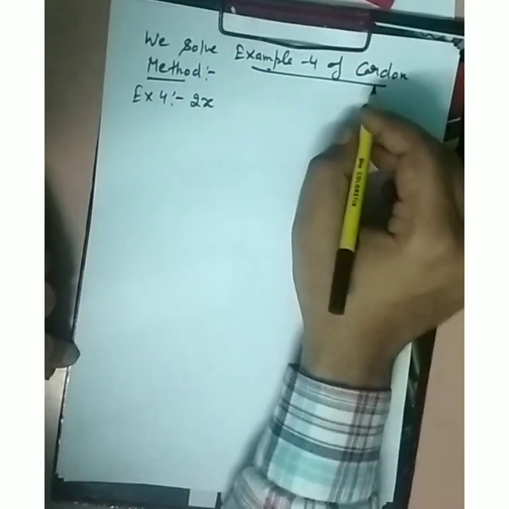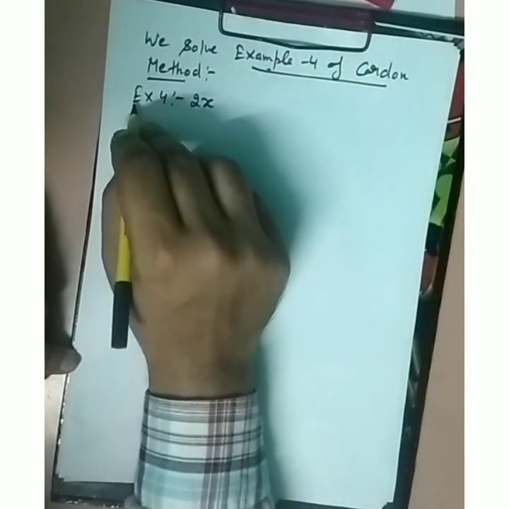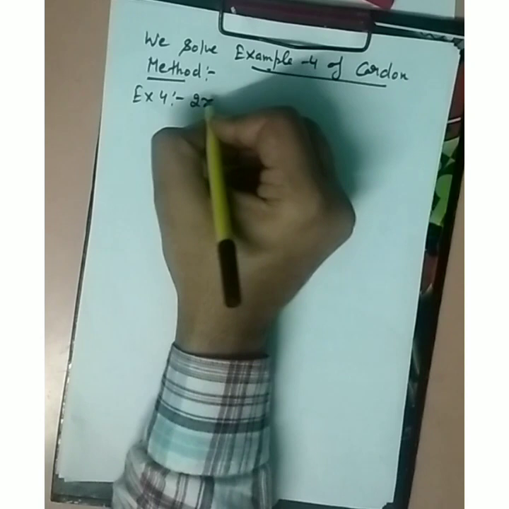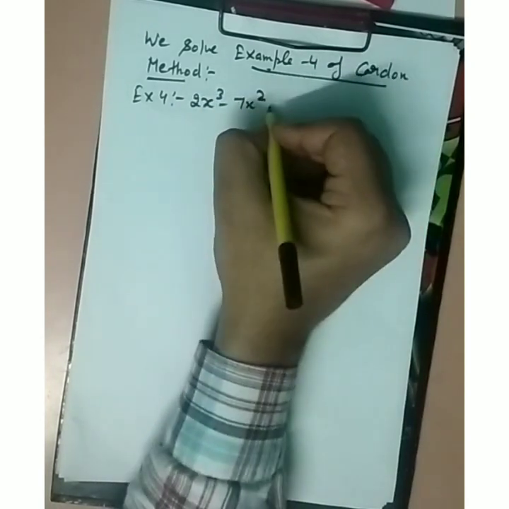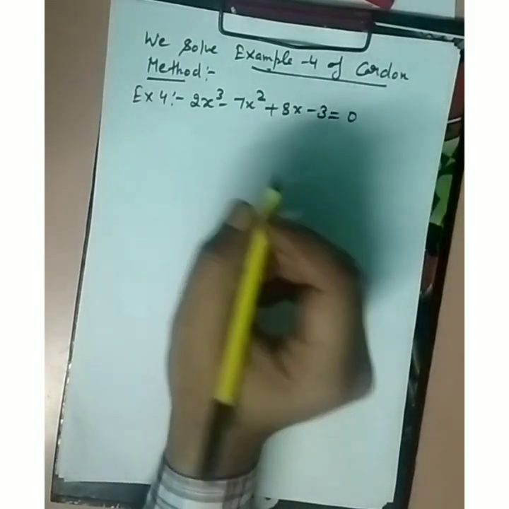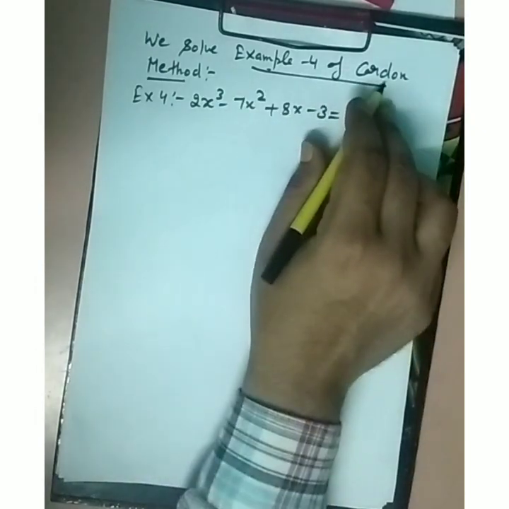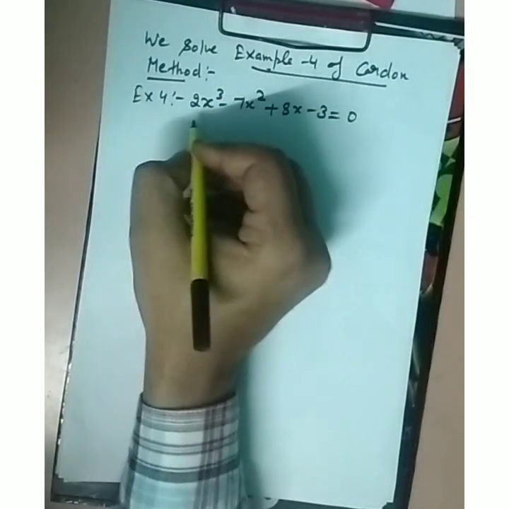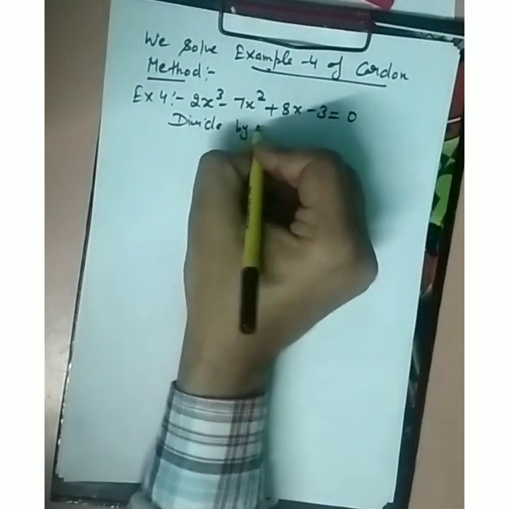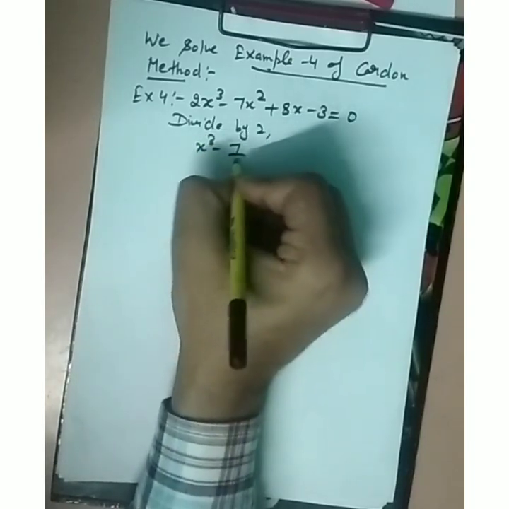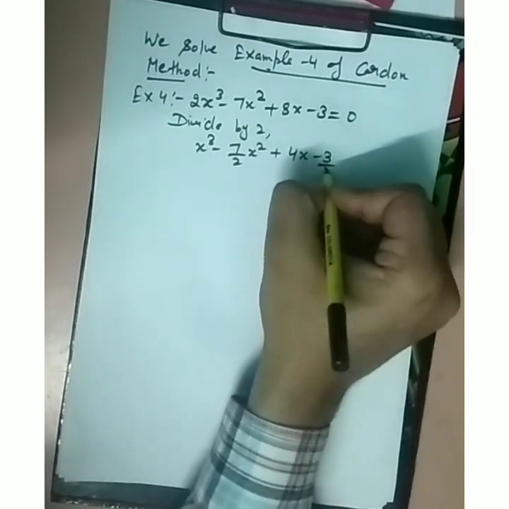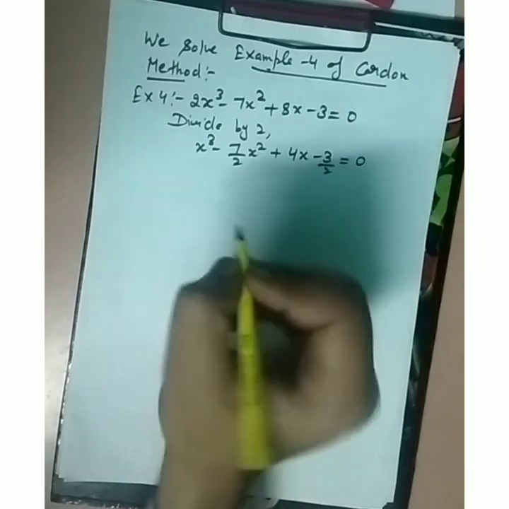Now we solve example 4 of Cardan method, that is 2x cube minus 7x square plus 8x minus 3 is equal to 0. Now for applying Cardan method, we must have coefficient of x cube equal to 1. So for this, divide by 2, that means x cube minus 7 by 2 x square plus 4x minus 3 by 2 is equal to 0.